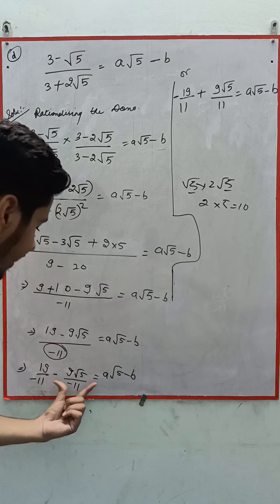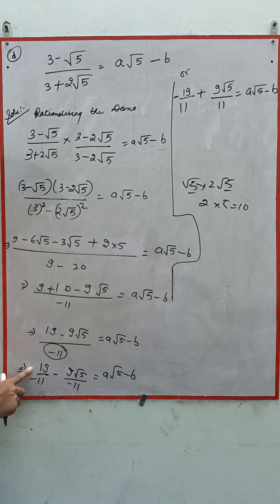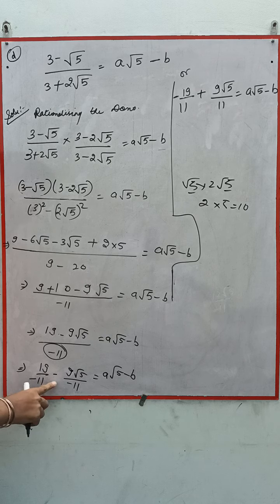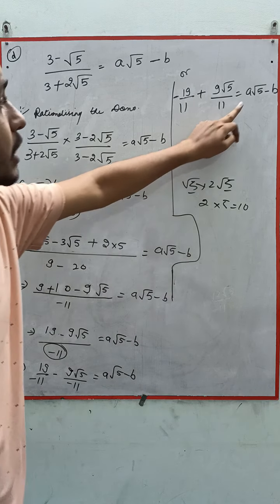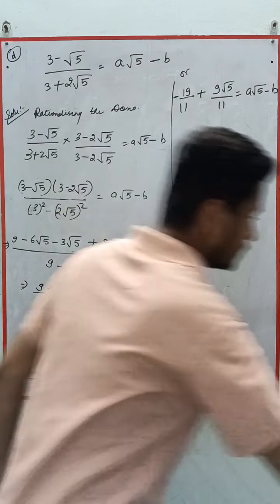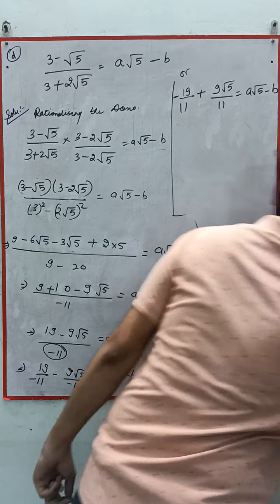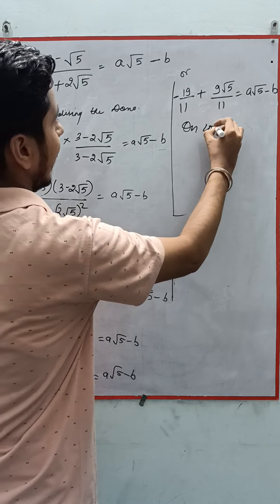Okay. Now we can write this step more simply as this one. Because this minus will come up, minus of negative over 11 becomes plus, so plus 9 root 5 over 11 equal to this. Now after this one, what we have to do is compare to get the values of a and b.